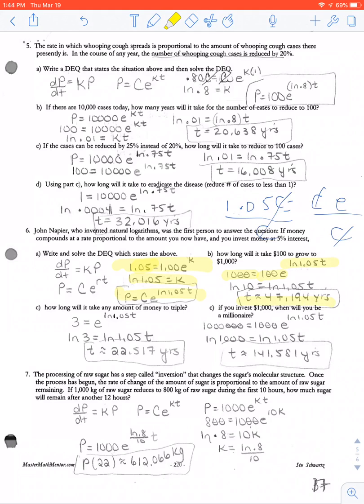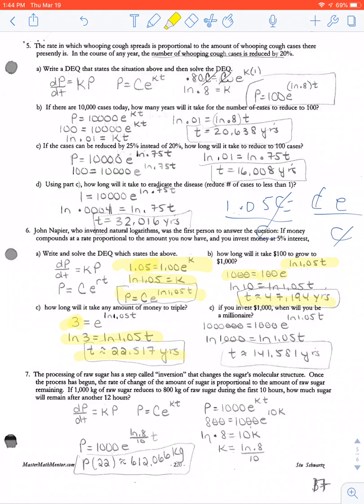Then it wants to know how long will it take any amount to triple. It doesn't matter what your initial amount is. If you have 3C equals C, when you divide by C, you'll get 3. If it were doubled, it would always be 2. So then I can ln both sides, divide by ln of 1.05 to get my answer.